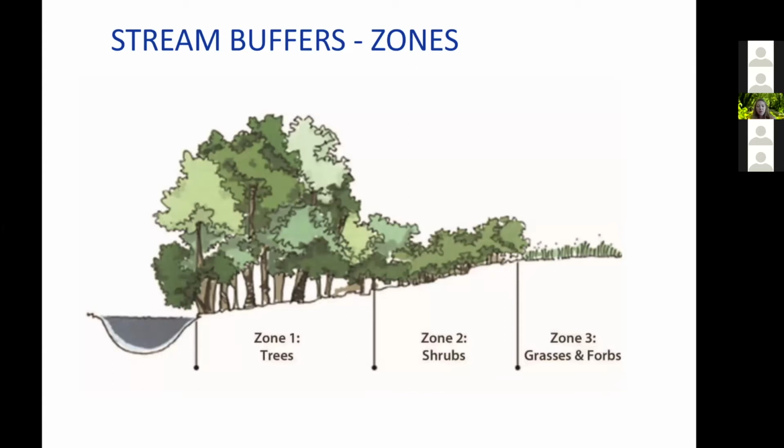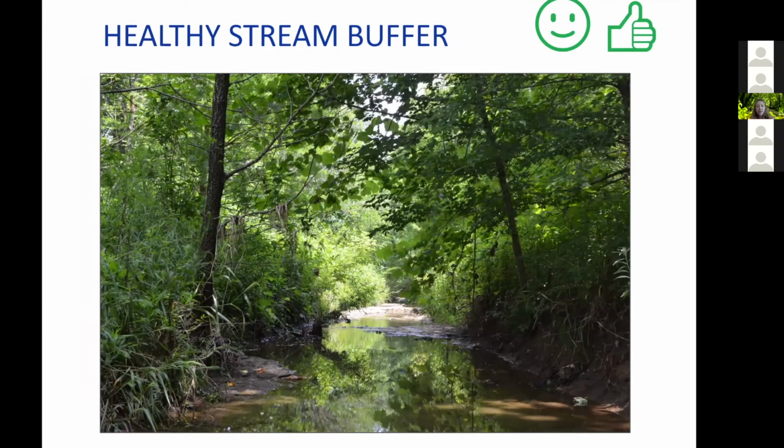So I'll show you some pictures of what I would consider a healthy stream buffer. This is one that I took in Fayette County. Now this one doesn't have lots and lots of large or very mature trees, but it does have taller trees that are providing shading to the stream. And it looks like there's some mixed vegetation in there. We do have some grasses close to the water's edge. But the important thing is that we're shading that stream and helping to regulate the water temperature.